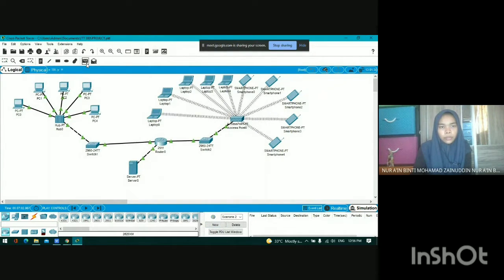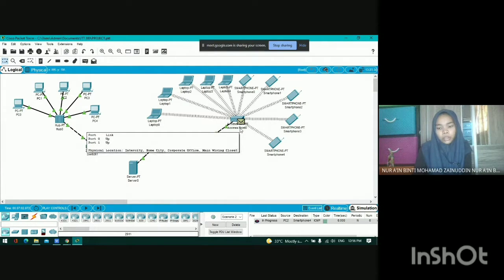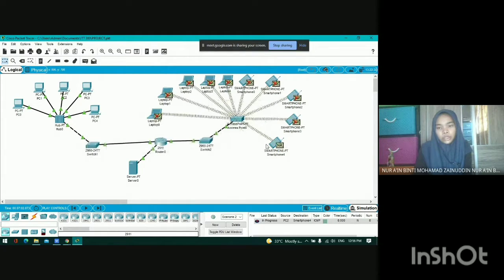Third example is from PC2 to smartphone 4. The data from PC2 can be sent through the hub and directly to switch 1, and the switch 1 will be linked with a router and linked to the switch 2. From that, the data from switch 2 will be linked to an access point and the data will be sent to the smartphone 4. And that will be successful.